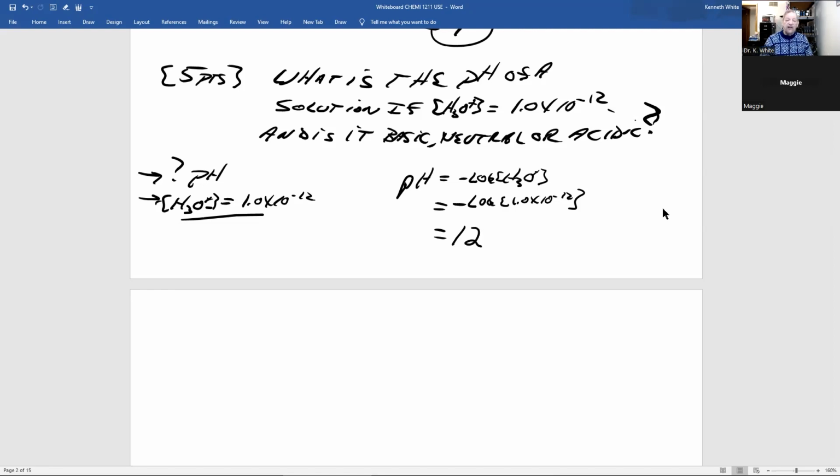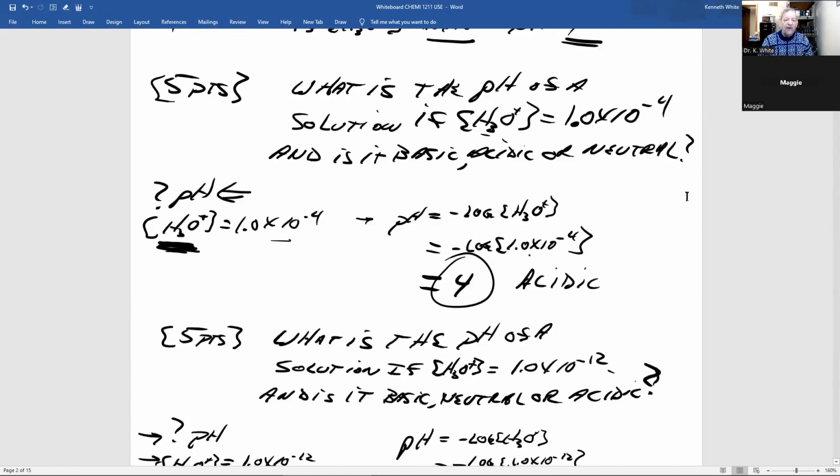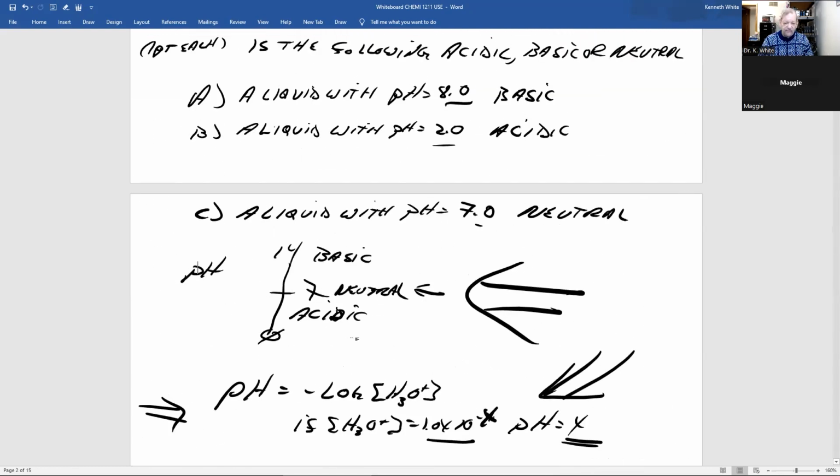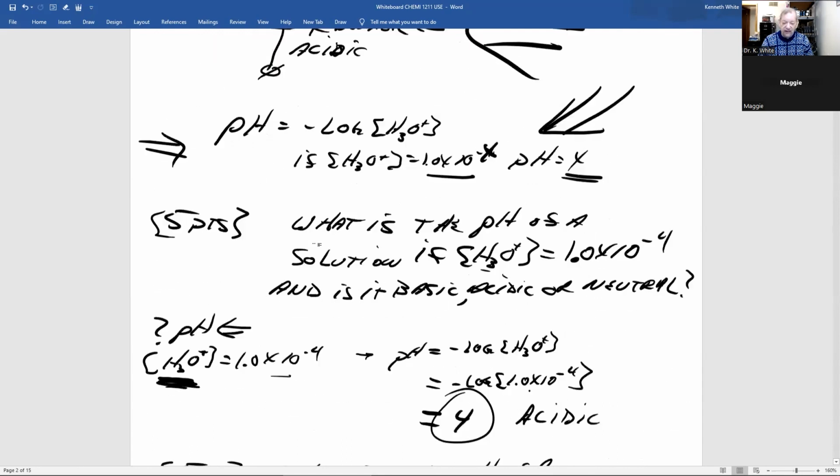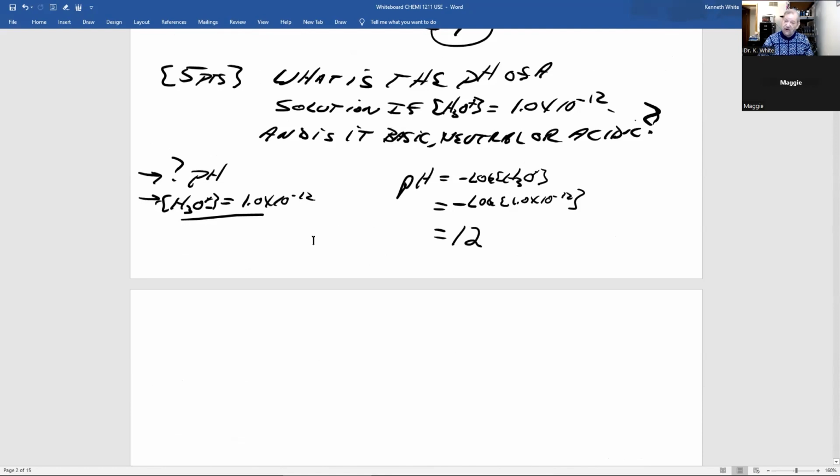Now, is that acidic, basic, or neutral? Well, hopefully you'll learn this chart. When the pH is above 7, it's basic. And I hope you all agree 12 is greater than 7, so this would be basic. And that's how you do it. Oh, let's do one more.